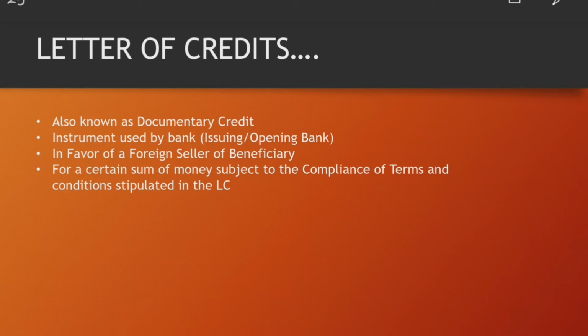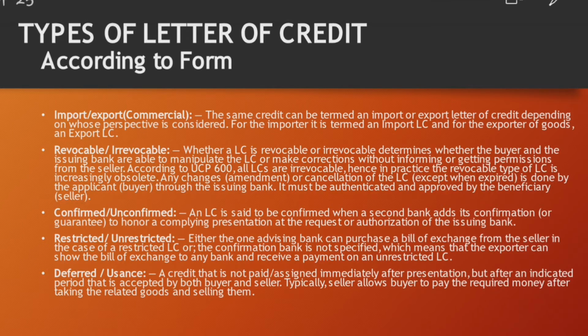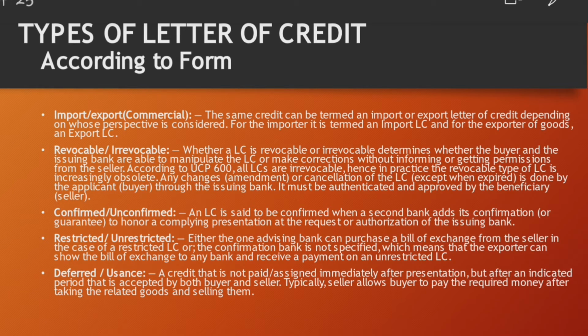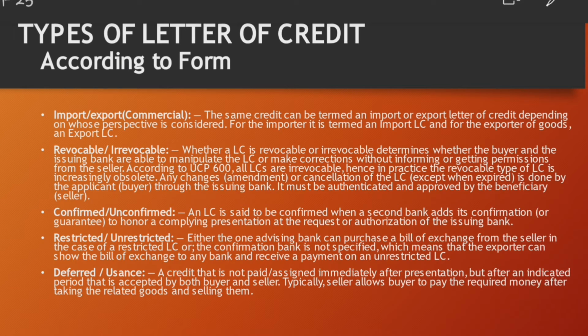Letters of credit are also known as documentary credit. It is an instrument used by the bank, or the issuing or opening bank, in favor of a foreign seller or beneficiary for a certain sum of money, subject to the compliance of terms and conditions stipulated in the LC. What are the types of letter of credit? Number 1, according to form: import or export, revocable or irrevocable, confirmed and unconfirmed, restricted or unrestricted, deferred or usance.